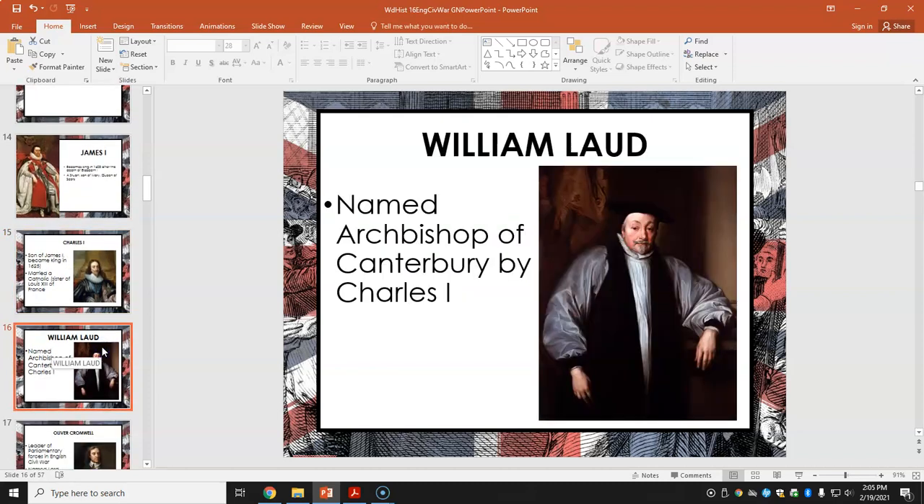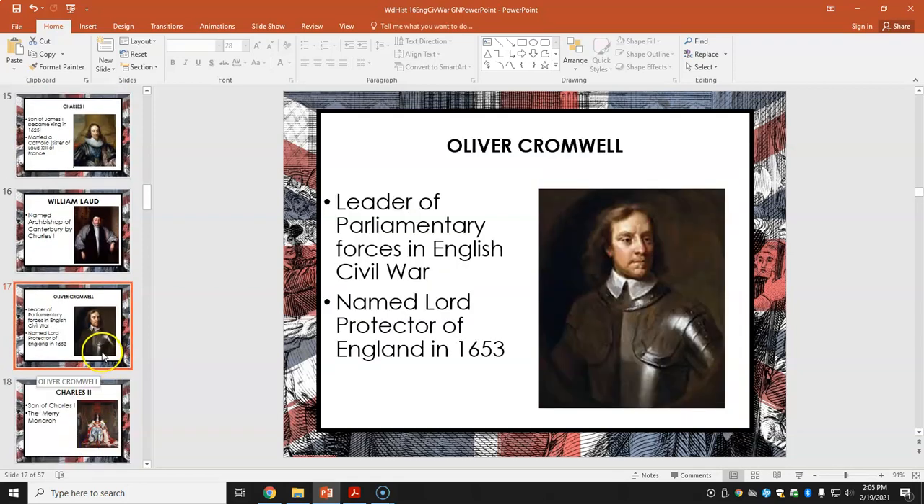Then we get into William Laud. He is named Archbishop of Canterbury by Charles I. So he is part of the Catholic Church. Oliver Cromwell is the leader of parliamentary forces in the English Civil War. He is also named Protector or Lord Protector of England in 1653. Remember, that's that word Lord there, so he would be in the House of Lords.